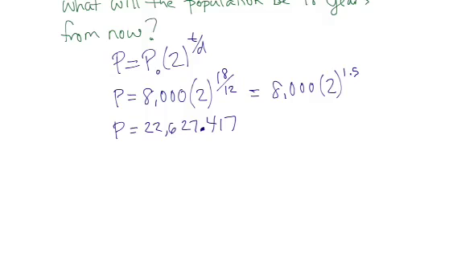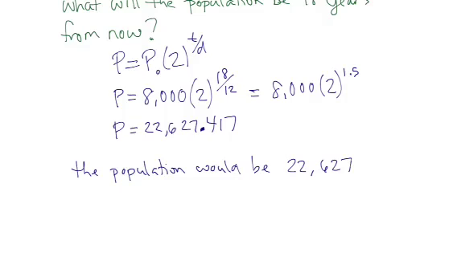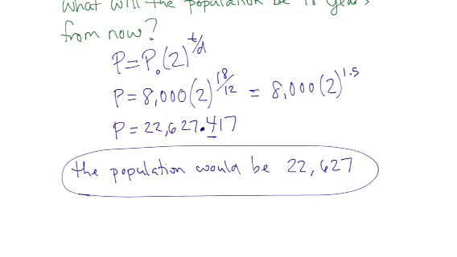It's not logical. So your final answer, which would have to be in words, could be something like the population would be 22,627 if we rounded it or truncated it. And rounding means we use this 4 to round up or down. Truncating means we just throw away all the decimals. So either one works, doesn't matter to me. So make sure you don't have a decimal, though. That wouldn't work. That would make no sense. Again, I don't want to be the 0.417 of a person, and neither do you.